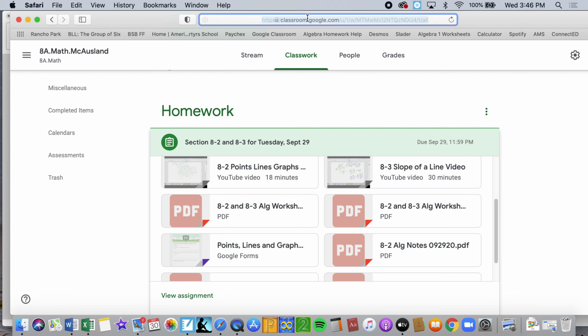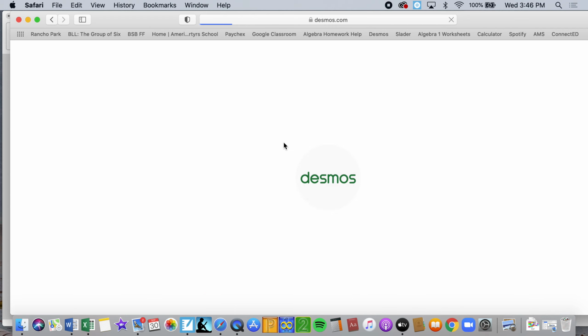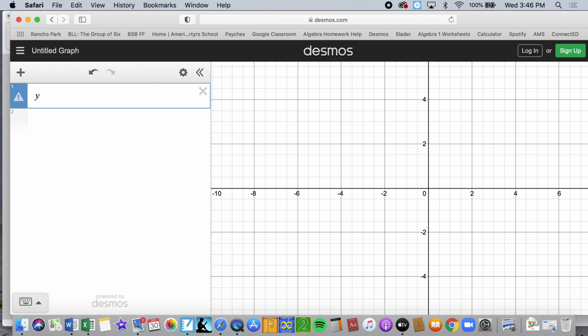Let's go to Desmos. And if we take the equation y equals 3x, what would the y-intercept be? There is no constant being added or subtracted to x, so we know the y-intercept would be 0. Where does this line cross the y-axis? At 0. What is the slope?